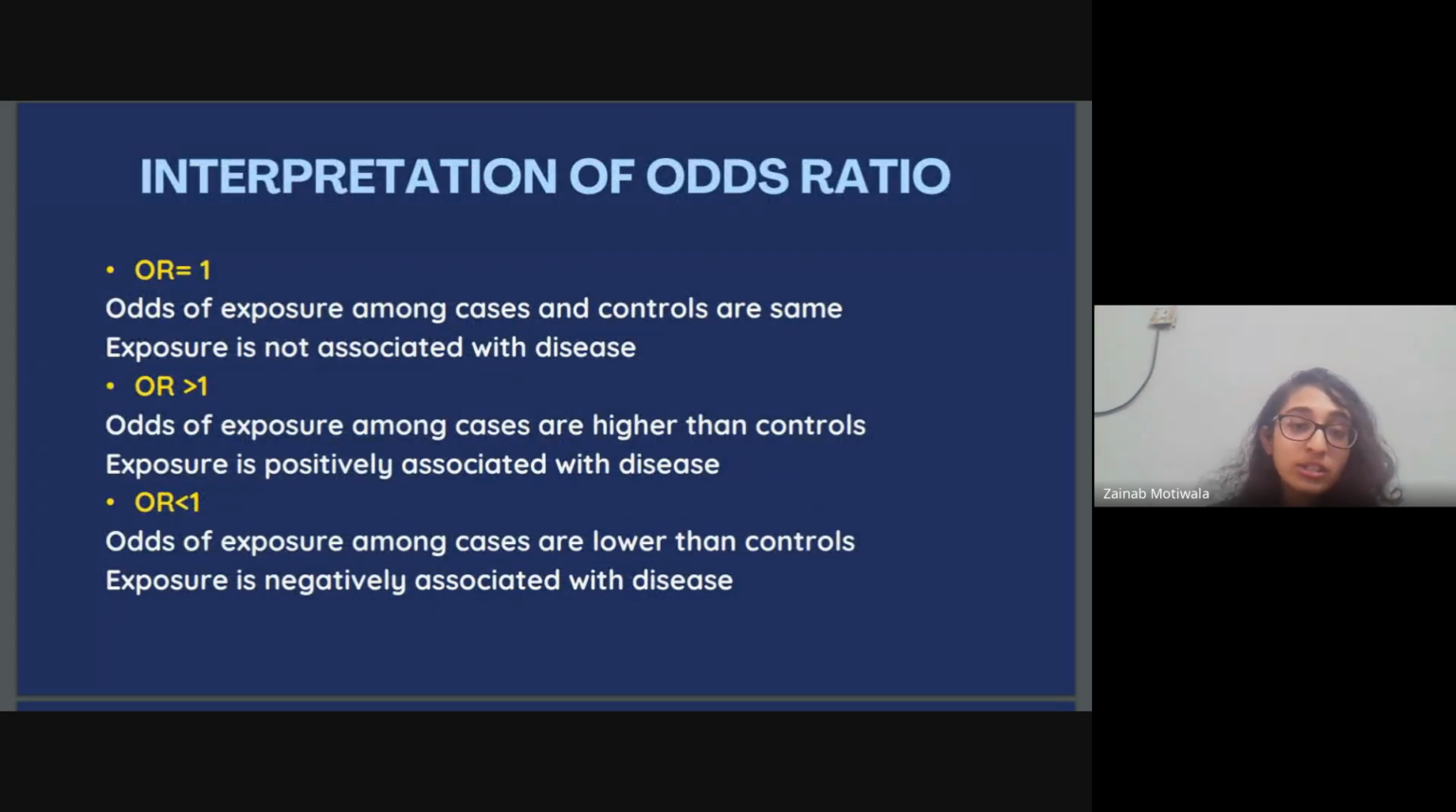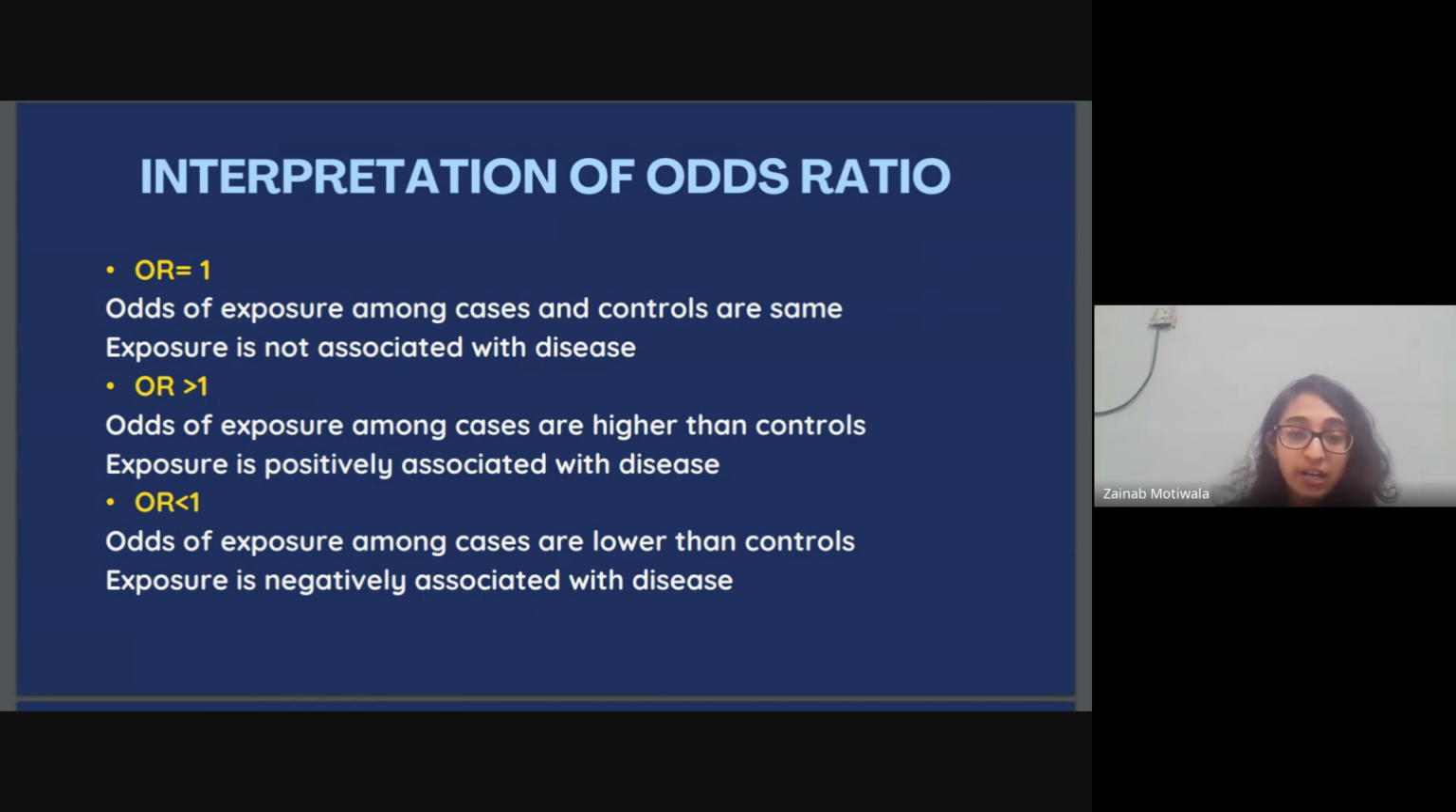Now we talk about interpretation of odds ratio. So how can we interpret odds ratio? If odds ratio is 1, that means the odds of exposure among both cases and controls was the same, and therefore the exposure is not related to the disease. When we talk about an odds ratio more than 1, the odds of an exposure among cases are higher than controls. Therefore, the exposure is positively associated with the disease.